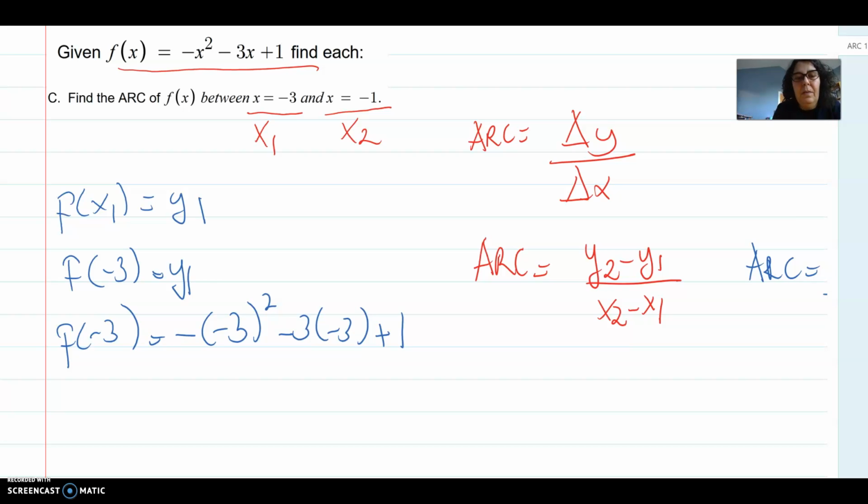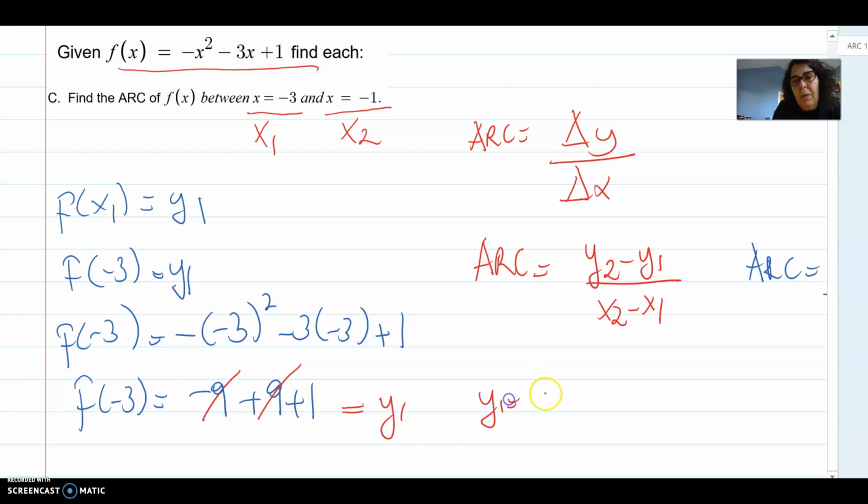Okay, one of the mistakes might happen with this negative. Be vigilant about that. So you're taking the square of the input and you're multiplying the outside result with -3. That's one thing. So f of -3 will become... -3 squared is 9, but we do have a negative, -3 times -3 is +9, plus 1. This will simplify. f of -3, which turns out to be the y1 value. Okay, y1 will become 1.